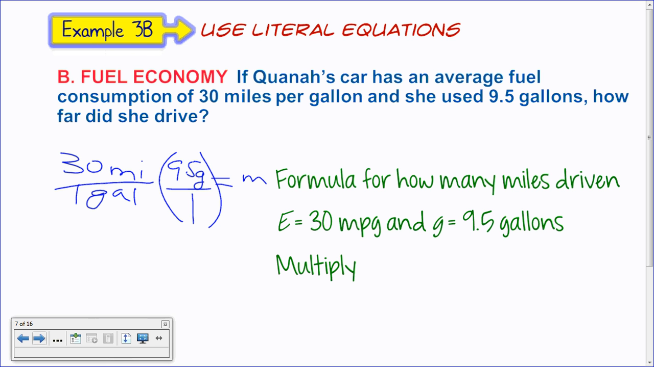Now, watch this. Can I cross simplify? Yeah. Gallons will take out what? Gallons. What am I left with? Isn't that what I want? You see how I'm doing that? So 30 times what? Gives me how much?